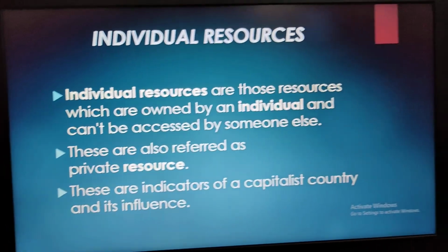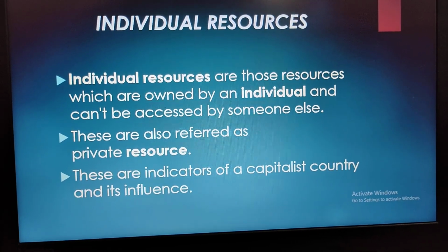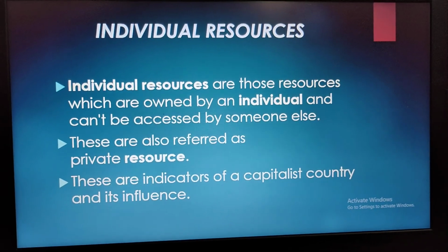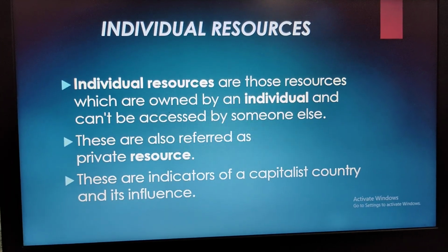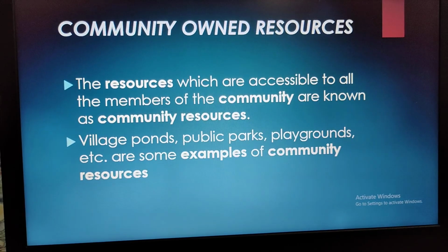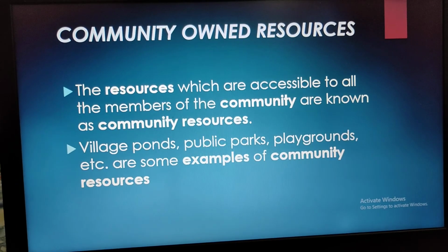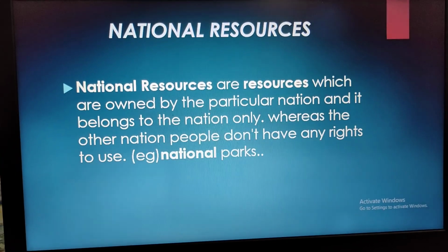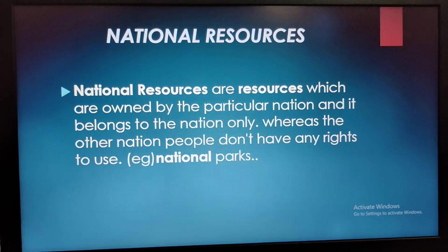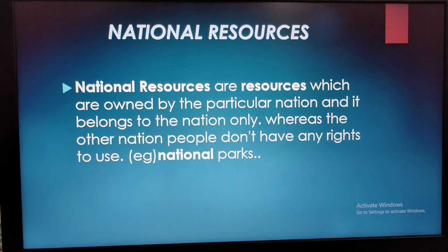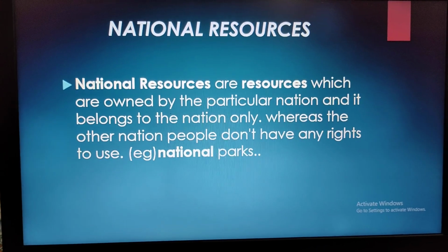Now, individual resources. Individual resources are those resources which are owned by an individual and can't be accessed by someone else. For example, your own house. It is your own private property. Community-owned resources means which is owned by a community and all the members of the community have an access to it. National resources. National resources are resources which are owned by the particular nation and it belongs to the nation only. For example, your railways, your airways, it belongs to a nation.